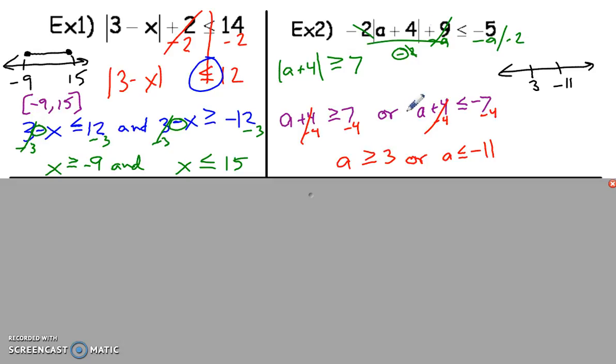Greater than, I did those numbers backwards. Let's try that again. You know I get crazy sometimes. Negative 11 and 3, there we go. Greater than or equal to 3, or less than or equal to negative 11.